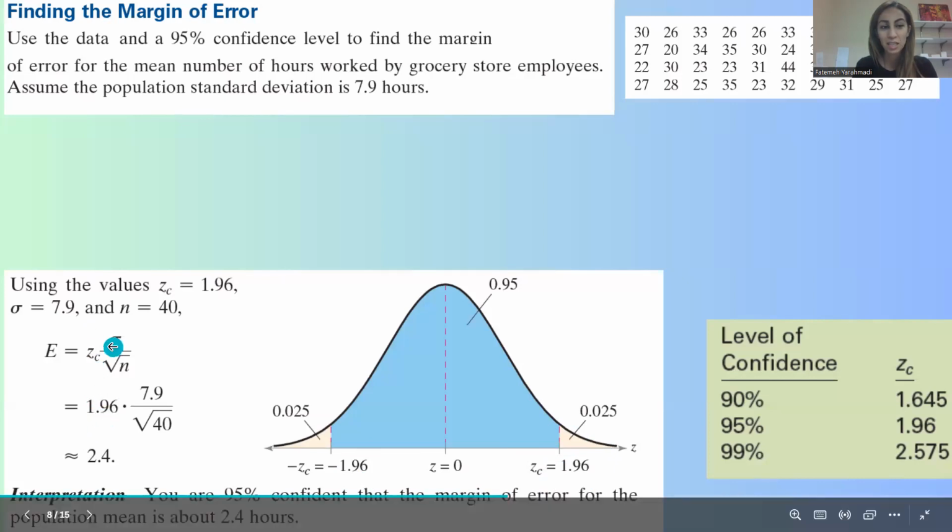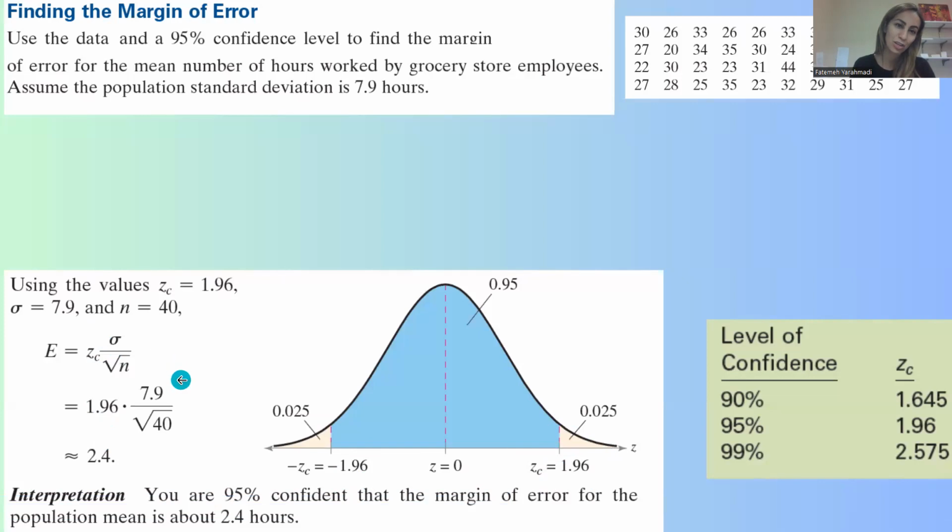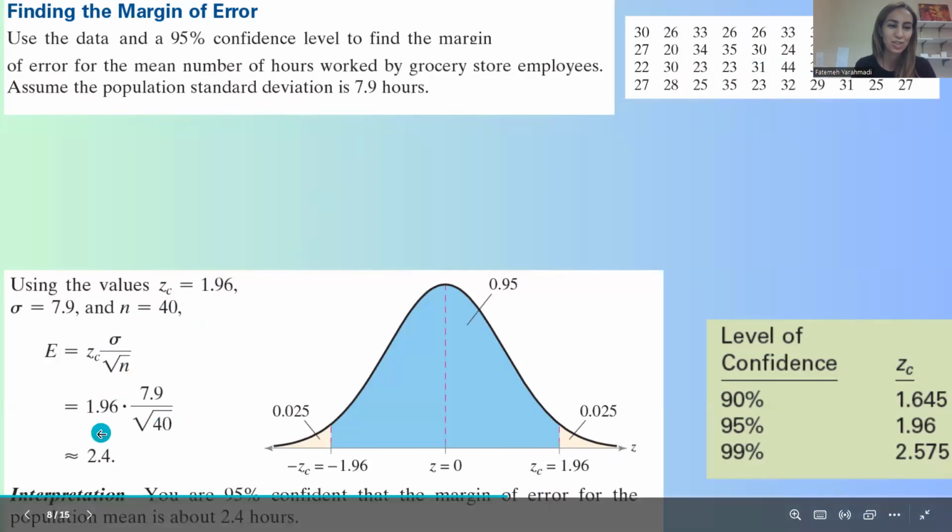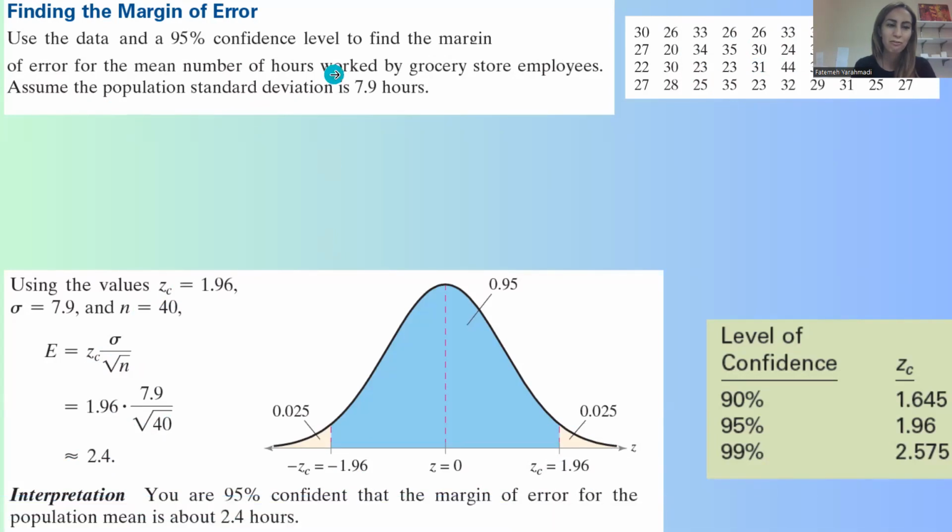ZC is 1.96. Sigma is given to us in the question. Question says, hey, assume the population standard deviation is 7.9 hours. Very good. The sample size, how many people we ask? We ask 40 people. So once you do the multiplication, you get the margin of error about 2.4. What's the meaning of that? You are 95% confident that the margin of error for the population mean is about 2.4 hours.